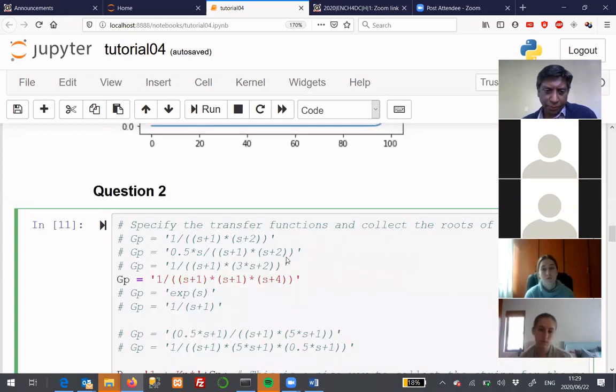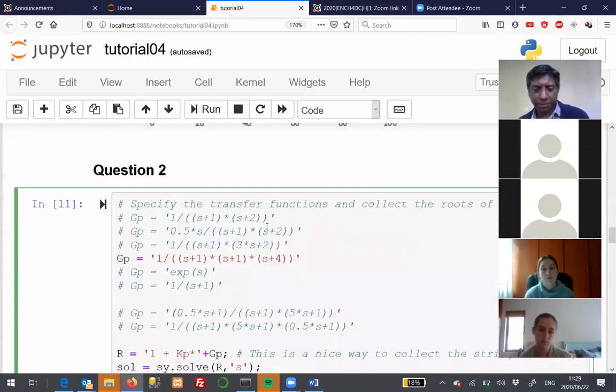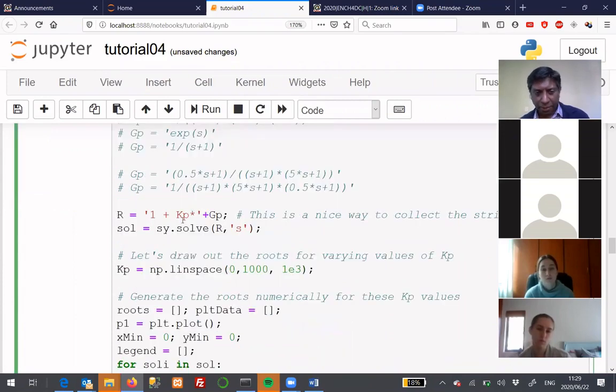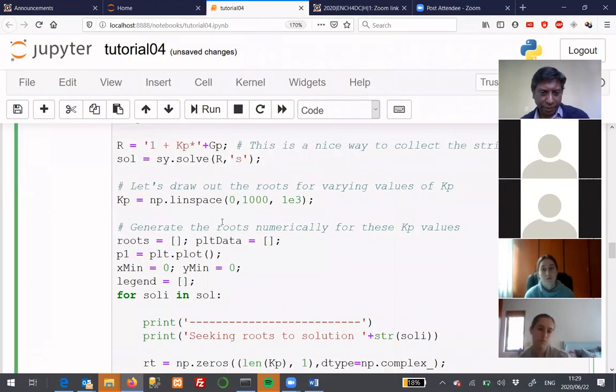let's choose one of these problems. Let's just start with this one. So if our process happened to look like this, right? We've taken the model, we've Laplace transformed it, and now we have 1 over s plus 1 and 1 over s plus 2, and we are applying proportional control. Then we can solve it like this.